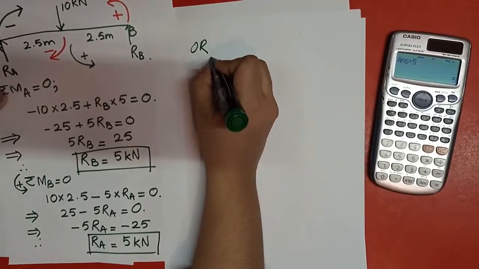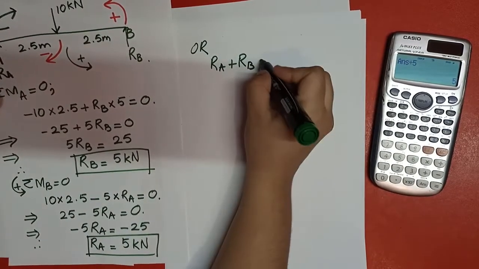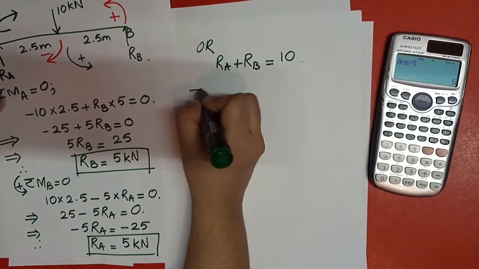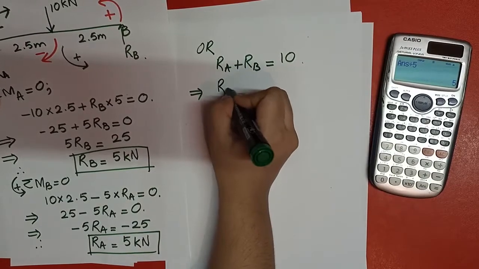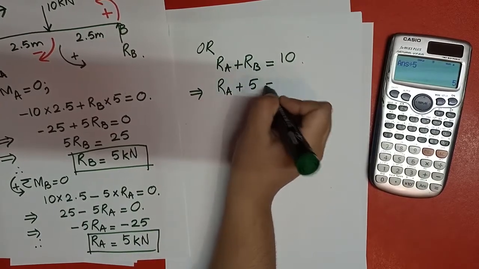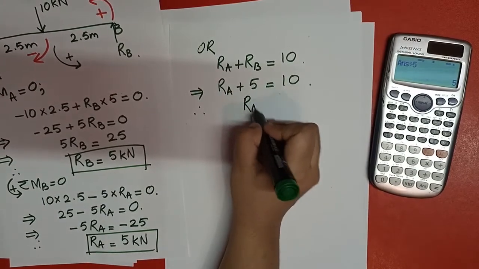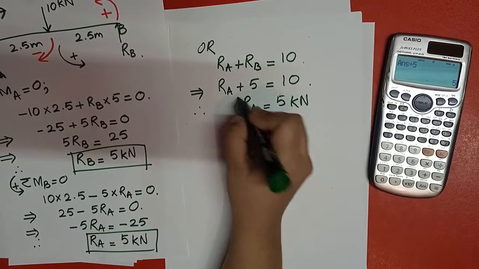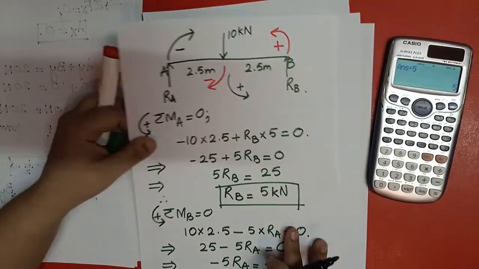For example, RA plus RB is equal to 10, so it becomes like this. I don't know RA, so I'm writing RA here, and this is 5 and this should be 10. So I will get the answer, 10 minus 5 equals 5 kilonewton. So you can also check it, and the answer is proved from both the solutions.